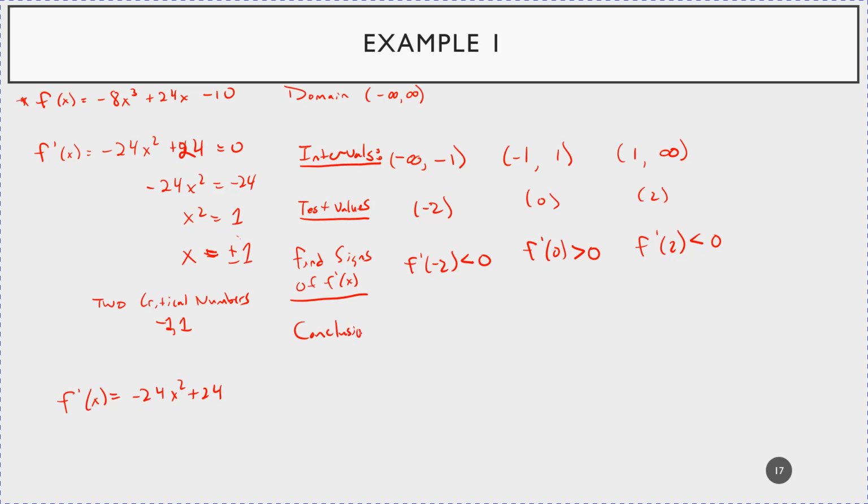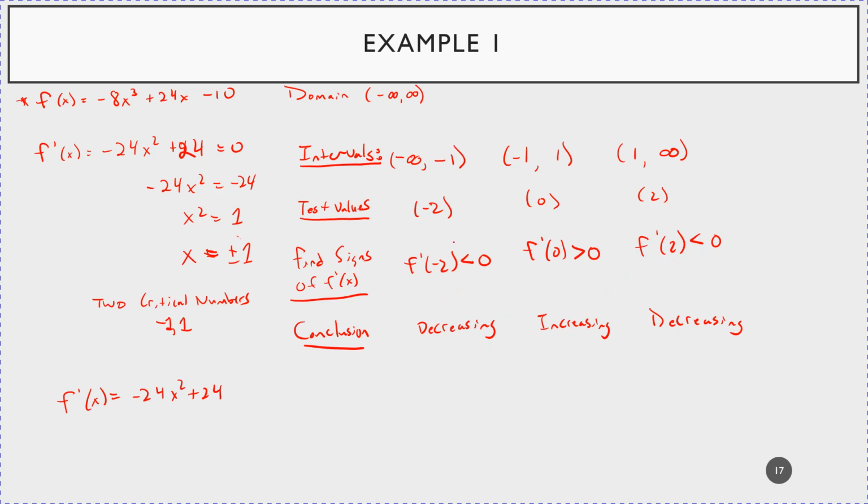So, conclusion. Okay, what's going on here? Well, look, from negative infinity to -1, the sign of the first derivative is negative, so it's decreasing. And then from -1 to 1, it's positive. The sign of the first derivative is positive, so it's increasing. And then from 1 to infinity, the sign of the first derivative is negative, so it's decreasing. Okay, so I found the intervals where it's increasing and decreasing.